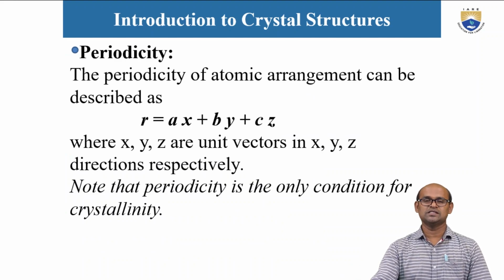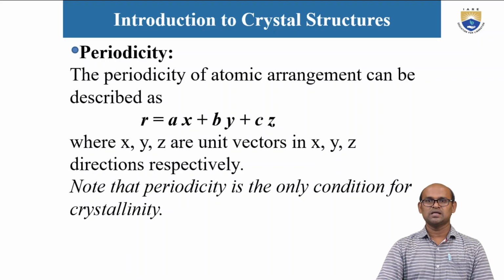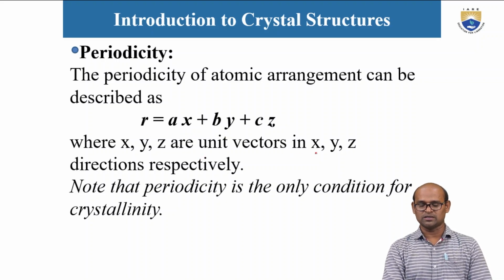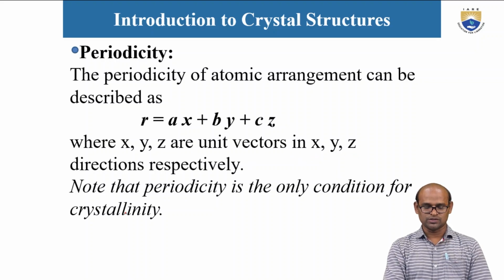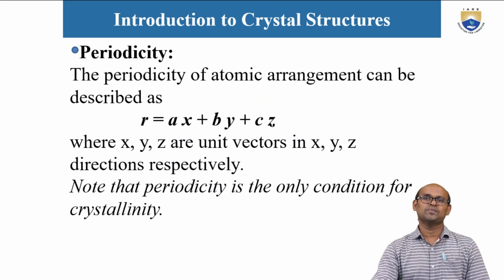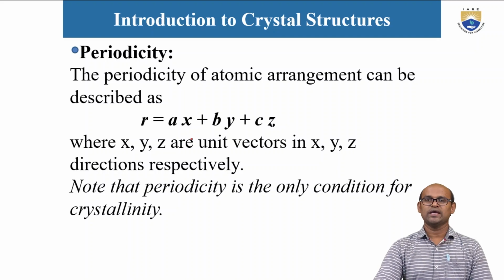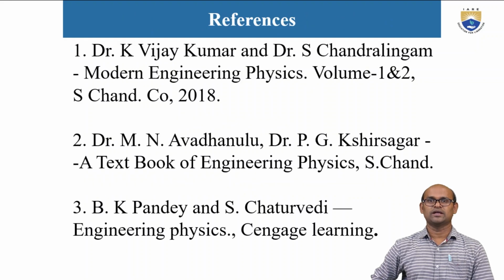Periodicity: I have been saying that the atoms are arranged in a regular periodic arrangement. So how do you define the periodicity of a particular atomic arrangement? You can define it by using R = Ax + By + Cz, where x, y, z are unit vectors in the x, y, z directions. Note that periodicity is the only condition for crystallinity. Using this R = Ax + By + Cz, you can define the crystallinity of a particular material.